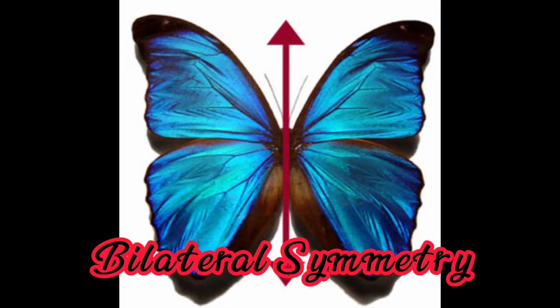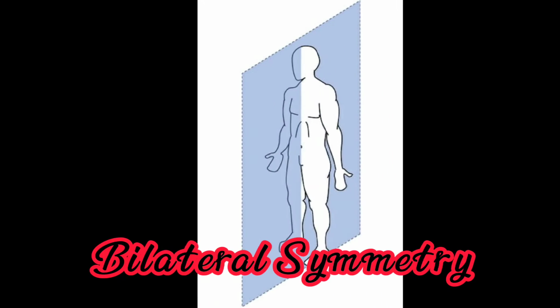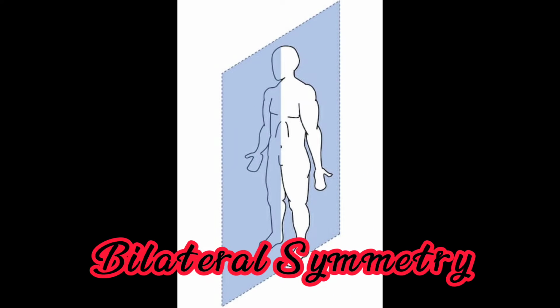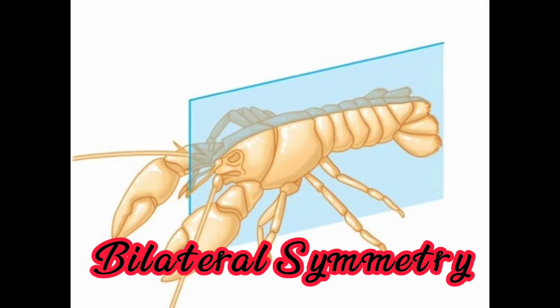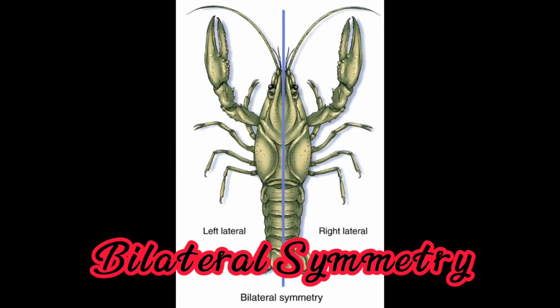The next category of symmetry is bilateral symmetry. Bilateral symmetry is the body plan in which the body can be divided into mirror images along a central axis. Bilateral symmetry is the arrangement of body parts into left and right halves on either side of an axis. In a bilaterally symmetrical organism, only one plane can divide the organism into mirror images. This is also called left-right symmetry.